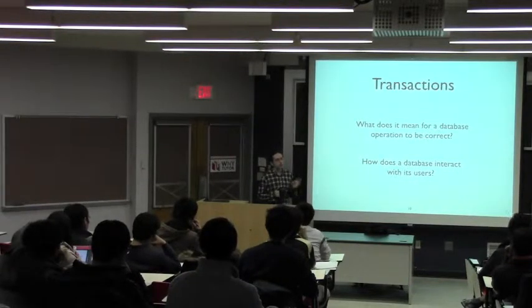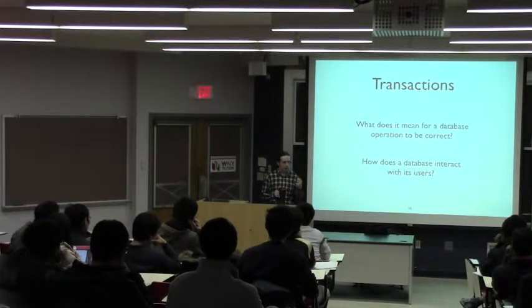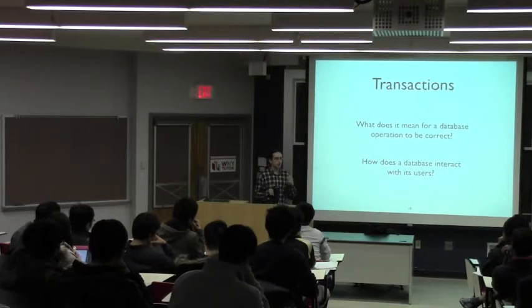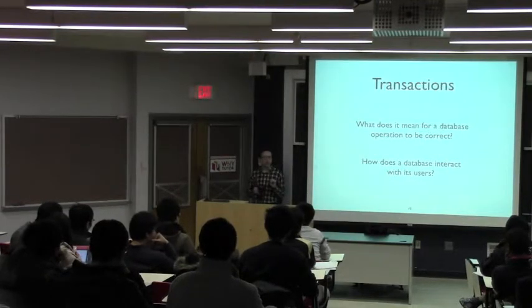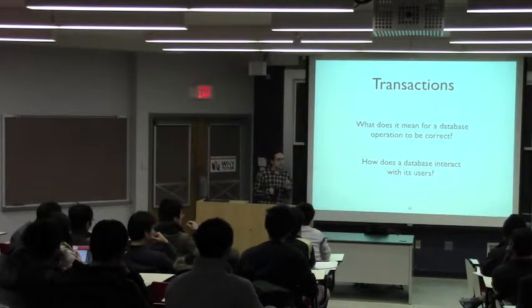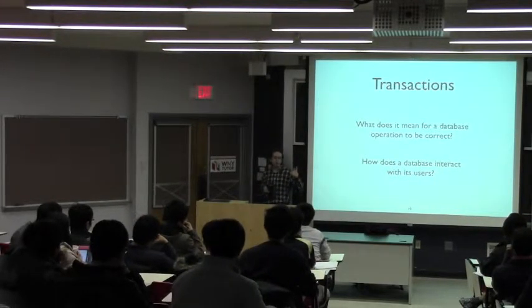So let's say that the database sees two operations. First, a user comes along and selects all of the account balances, and then a second operation where the user comes along and overwrites all of those account balances with new ones. Does the database know anything about what the connection is between those?